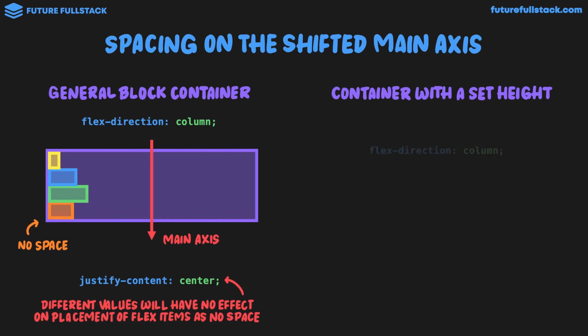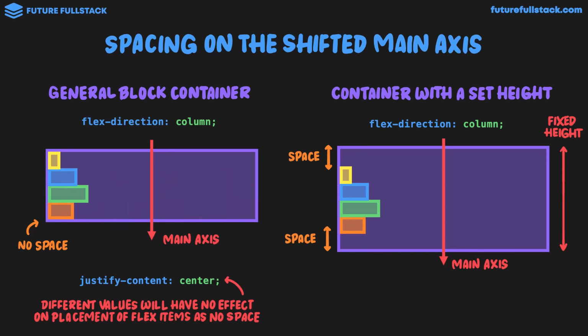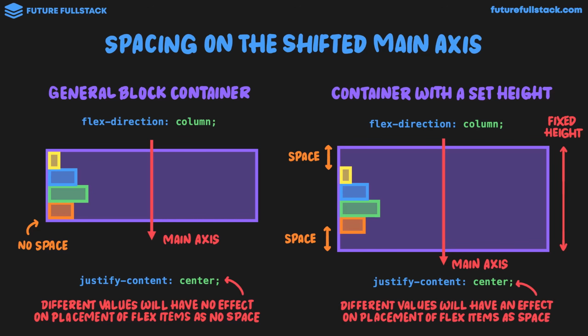Again, we'll set flex direction column. This will result in our main axis going from top to bottom. Our flex container has a defined fixed height. We'll pop in our flex items. And now there is space between our flex items and the edge of the flex container. So we can set a value like center for justify content. And different values will have an effect on placement of flex items as there is now space.